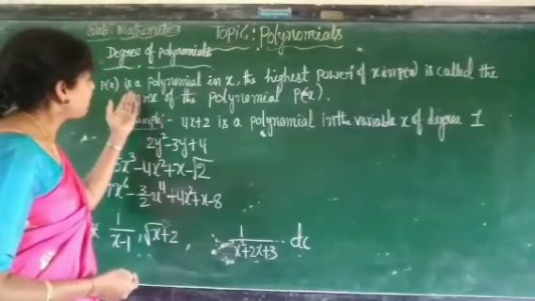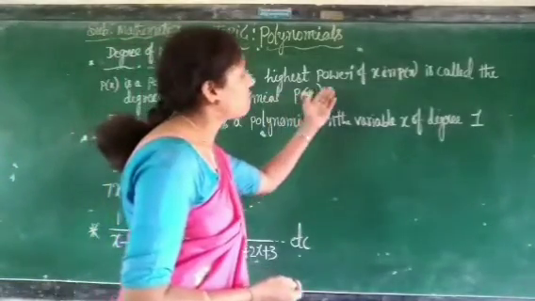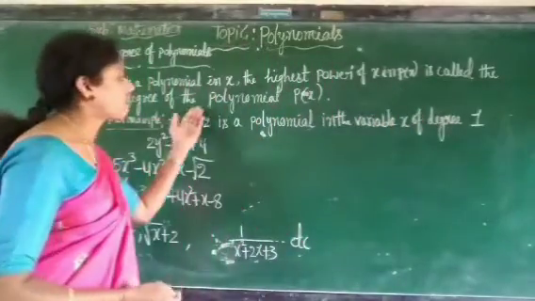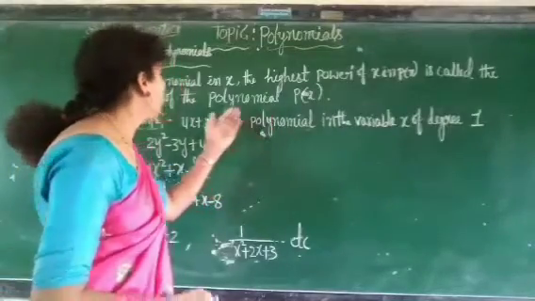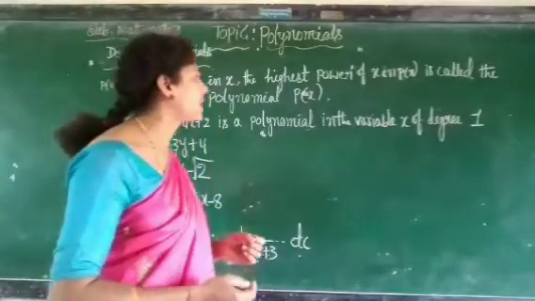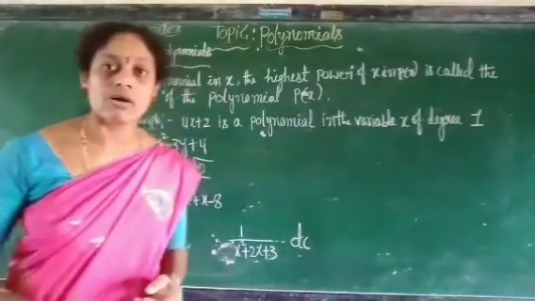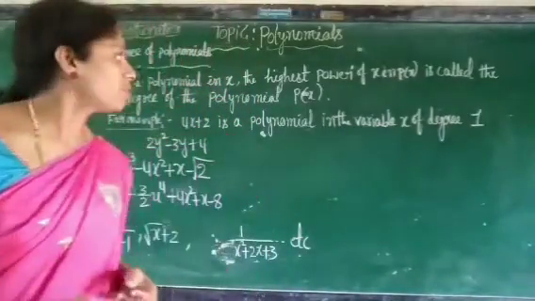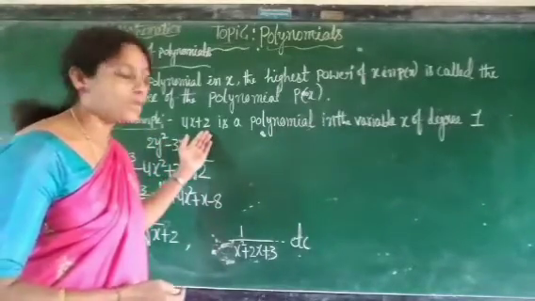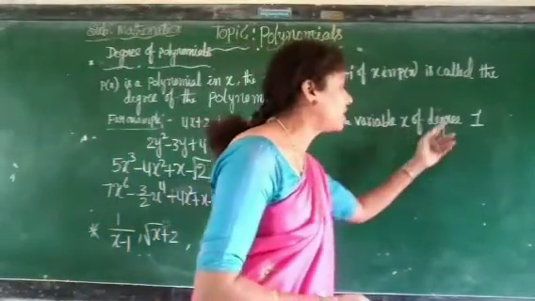If p of x is a polynomial in x, the highest power of x in p of x is called the degree of the polynomial p of x. Once again, p of x is a polynomial in x. The highest power of x in p of x is called the degree of the polynomial p of x. For example, 4x plus 2 is a polynomial in the variable x of degree 1.